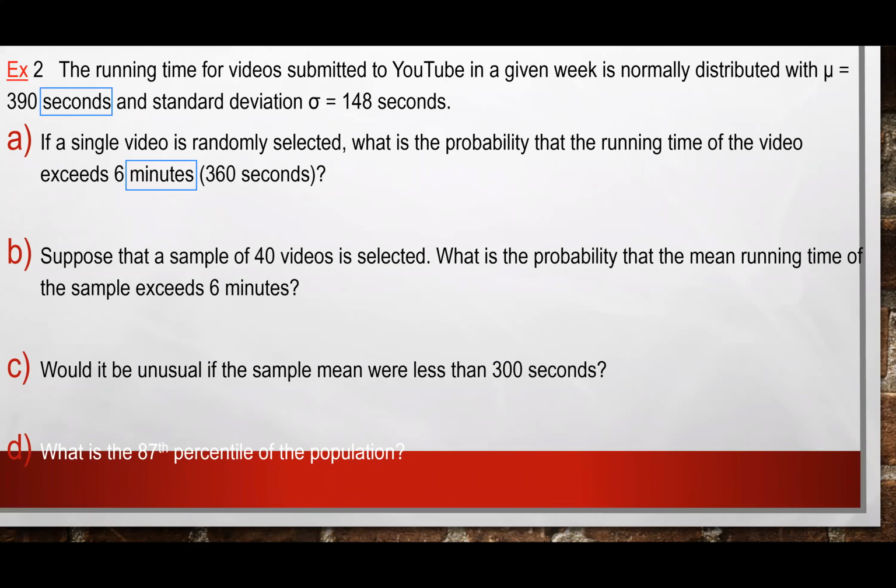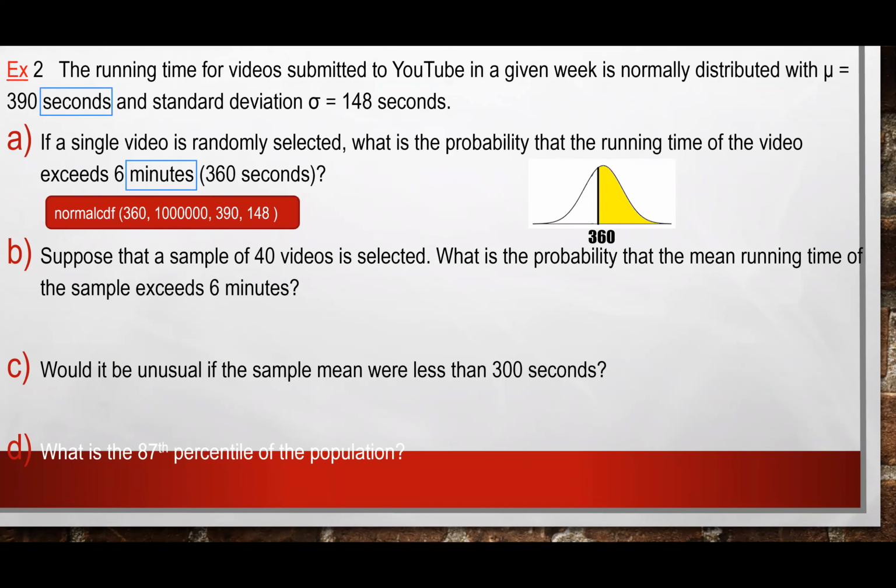Looking at this, we are looking for the area to the right of 360 minutes, which exceeds that minute more than. This is what I have: my smaller endpoint is 360, my upper endpoint is some humongous number, which is 10 million, my mean is 390, and my standard deviation is 148.